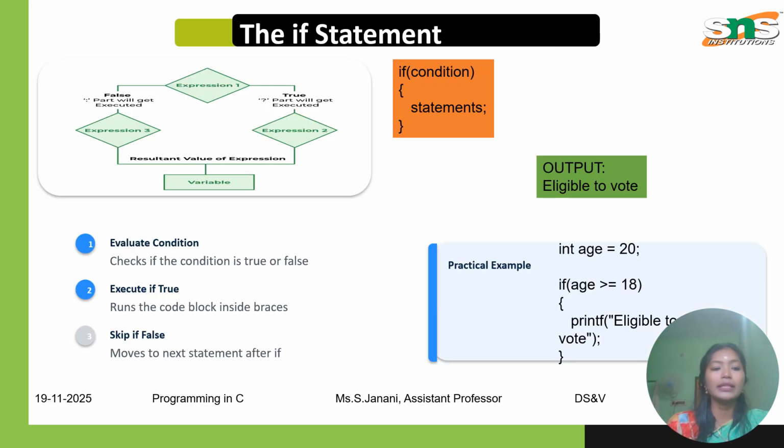Next we are going to see the if statement. The if statement executes a block of code only when the condition is true. It is used for decision making: it checks the condition and executes the associated block only if the condition evaluates to true. It is commonly used in applications such as eligibility checking, validation, and access control.